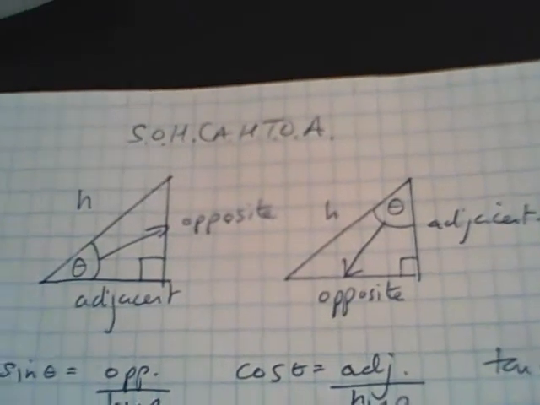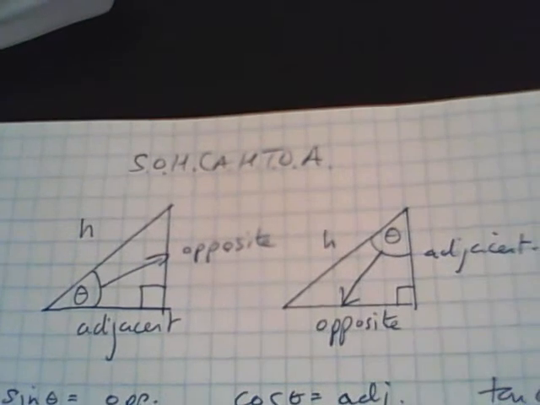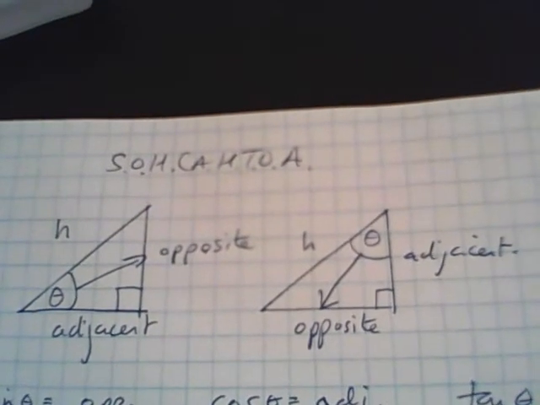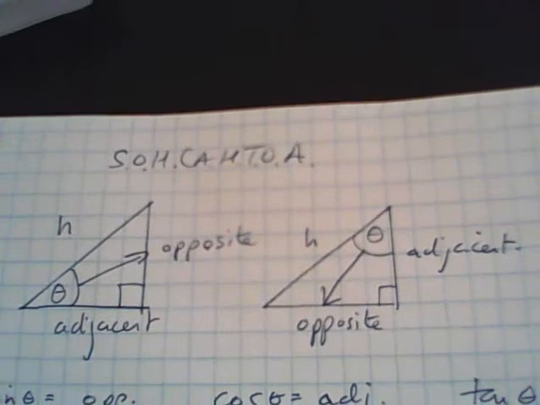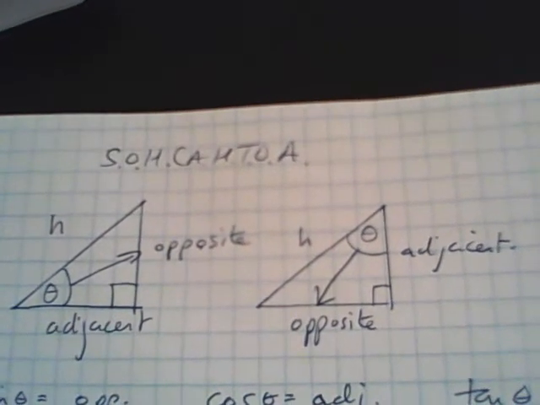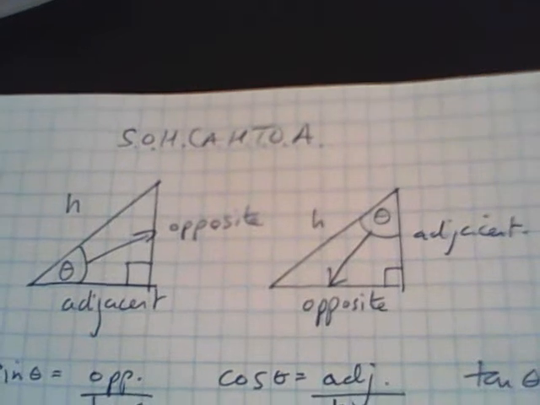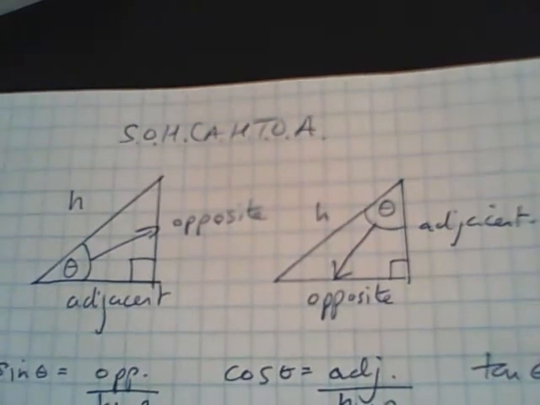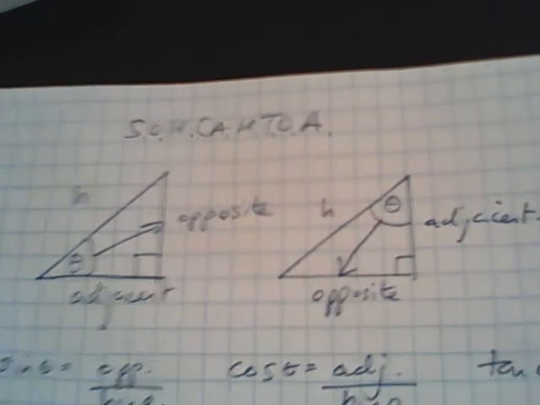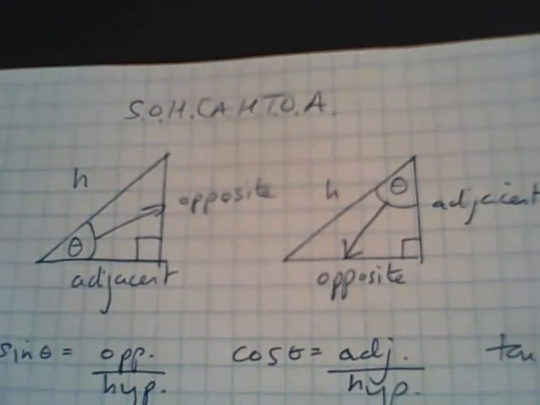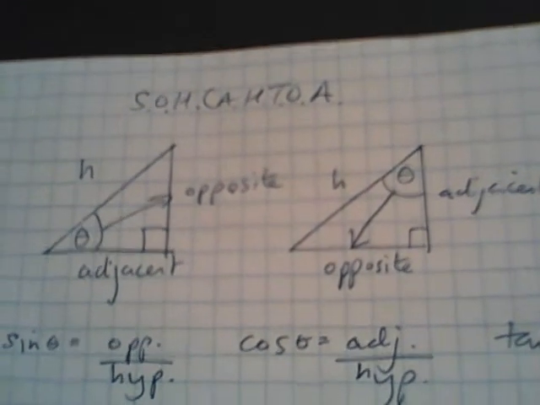I've got two triangles here. The one on the left has an angle in the bottom left corner, which gives me an opposite to the right and an adjacent on the bottom. So you've always got to start with the angle and say, in relation to the angle, what is the opposite and adjacent?